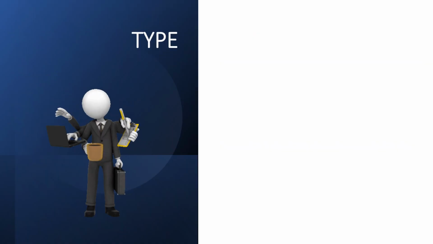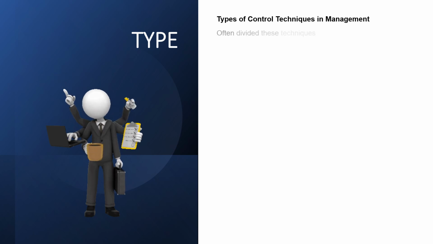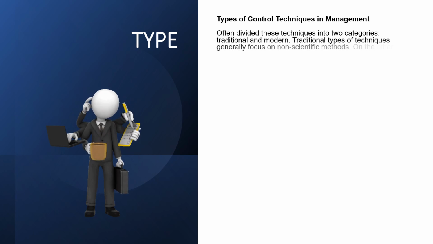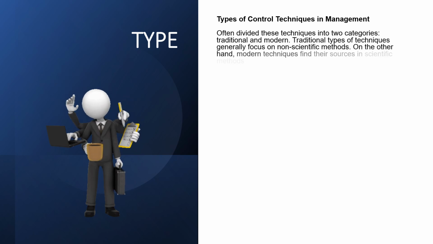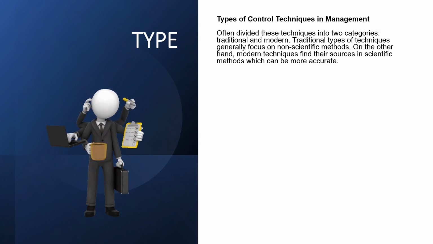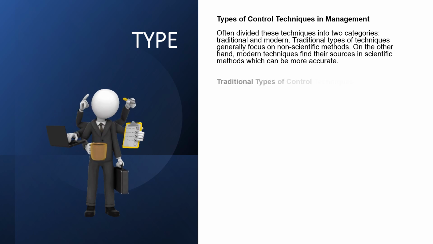Now let us talk about types. Types of control management techniques are often divided into two categories: traditional and modern. The traditional techniques generally focus on non-scientific methods. On the other hand, modern techniques find their sources in scientific methods, which can be more accurate.